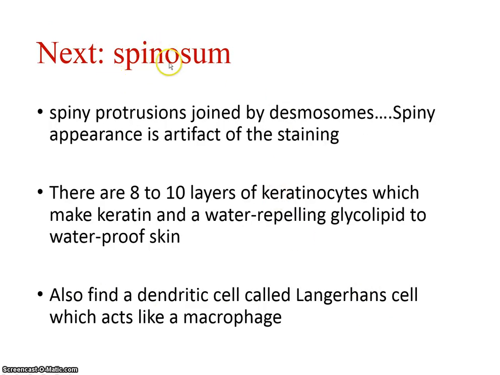In the spinosum, moving upwards, right, so we start with the basale there, and so we're moving from the deep to the superficial in this case. The cells get these odd shapes to them, and we now understand that shape is really kind of an artifact of the post-mortem and the staining, but that's the way we always viewed them, so the name will probably stick. There are 8 to 10 layers of keratinocytes. I said this is the second thickest layer next to the corneum.